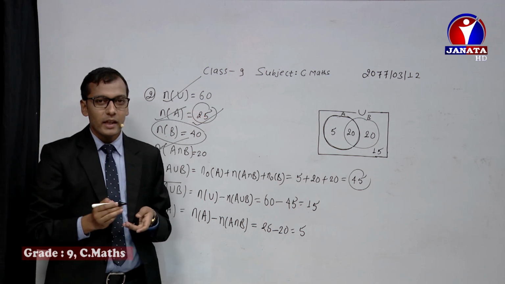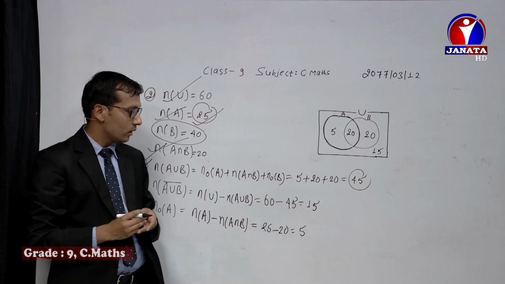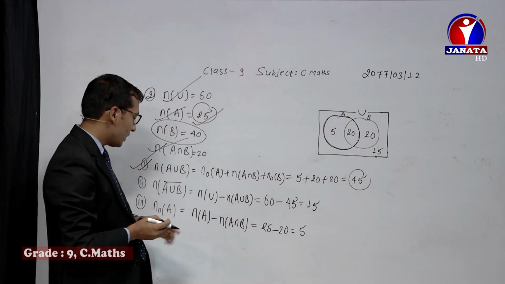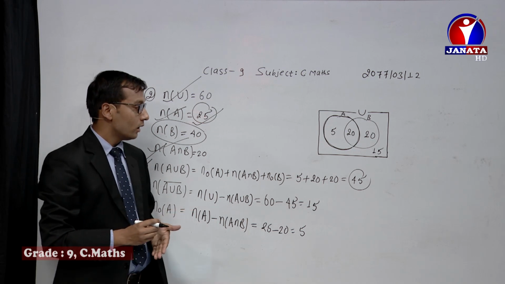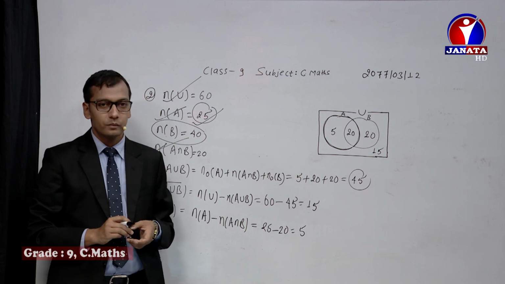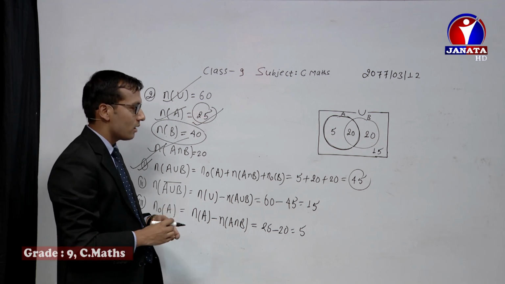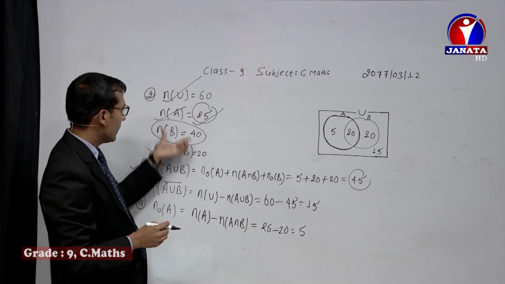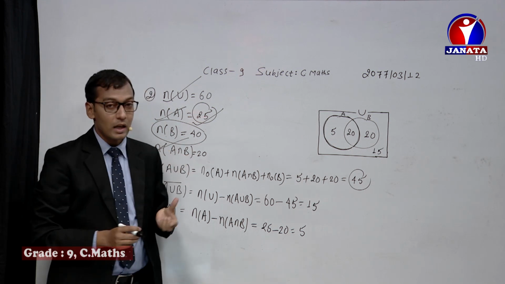Similarly now, if I add some more questions, what is n only B? You can directly look at the diagram, 20 is the answer, or we can use a similar formula to find n only B. So this is the second question I discussed, and this is a simple question in sets. Here all the information is known: n of U, n of A, n of B, and n of A intersection B. So all this information is given.